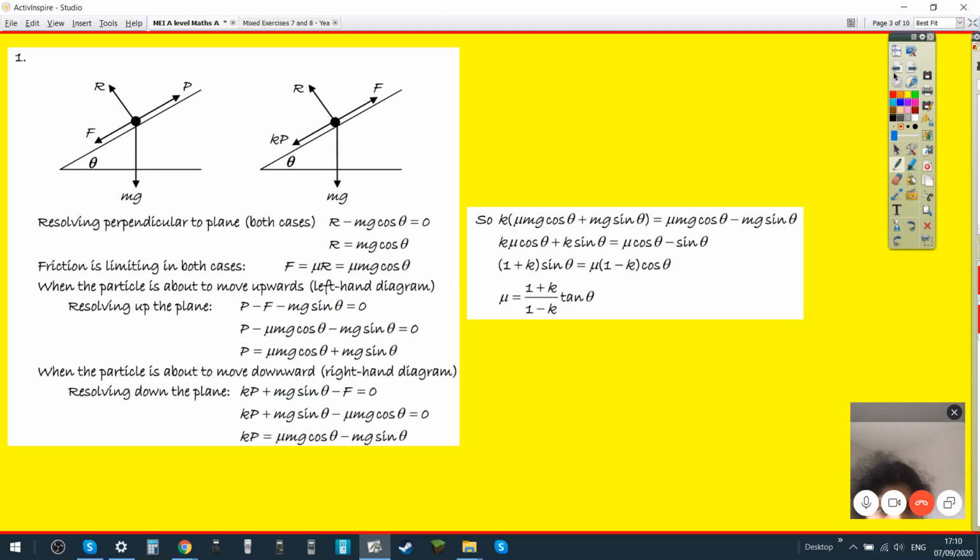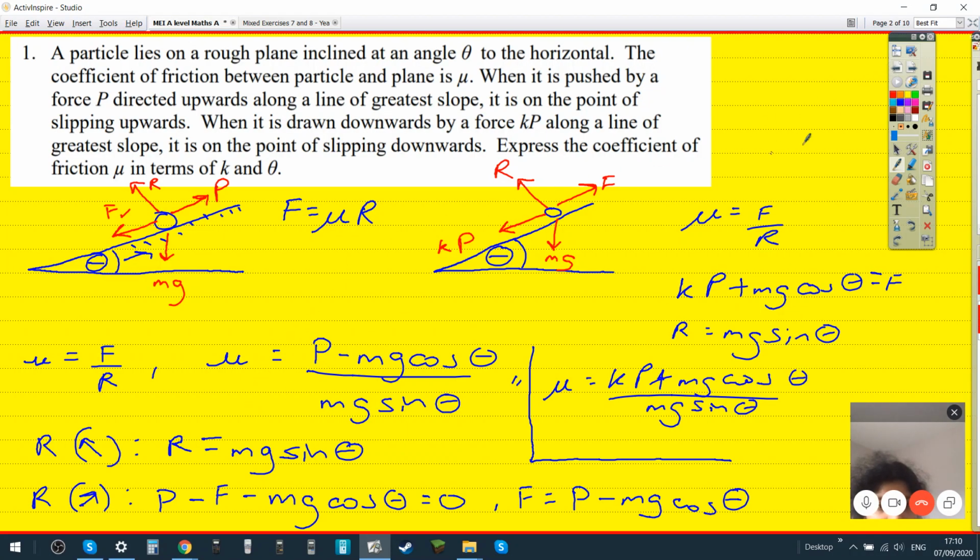R equals mg cos theta. My mistake, it's the other way around. R is mg cos theta, and then this one is mg sine theta. I always get those mixed up. Yeah, I don't know that either. And so those are the other way around.